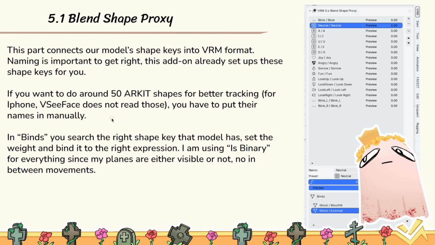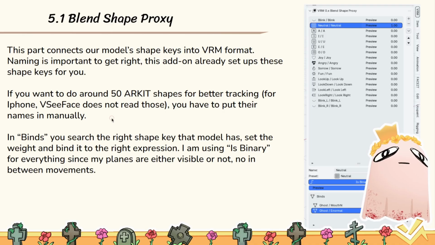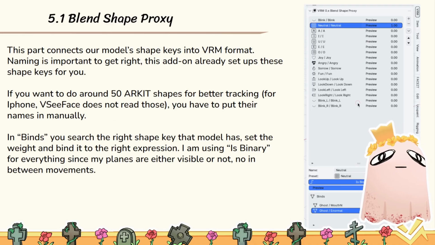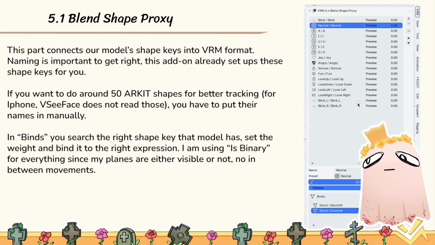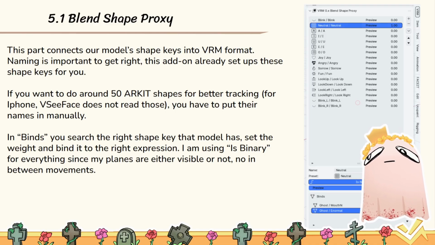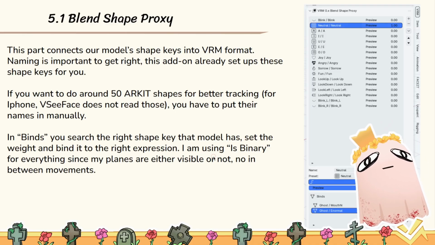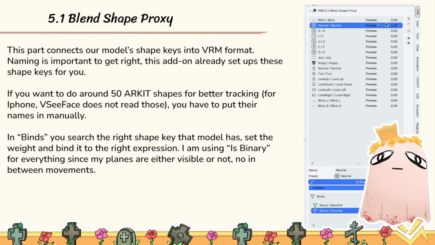Okay, this is me explaining how to set up these blend shape proxies. In Binds, you use the right shape key that the model has. Down here we have the binds. Set the weight and bind it to the right expression. So we have neutral going on here.